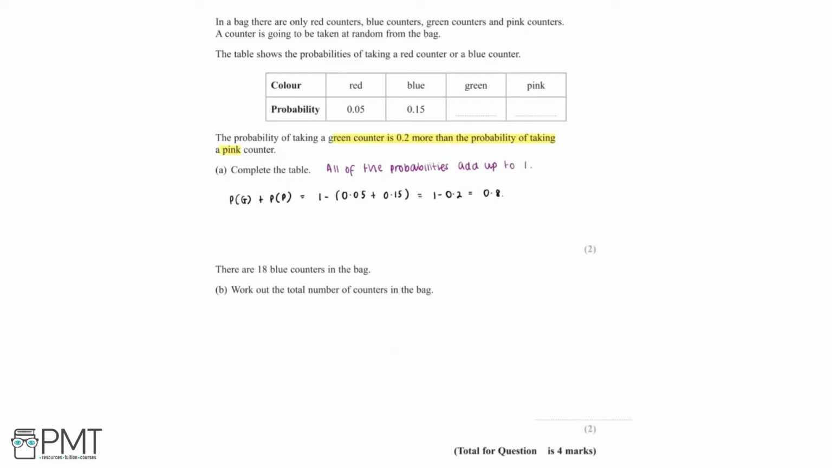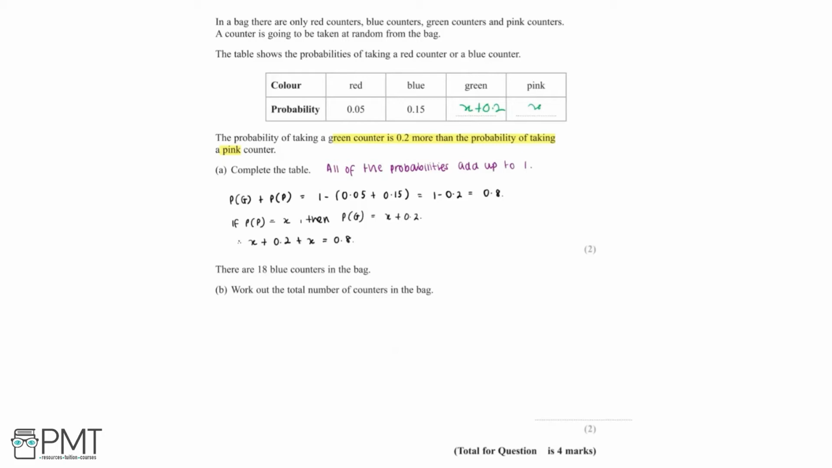We're told that the probability of taking a green counter is 0.2 more than the probability of taking a pink counter. And so we can say that the probability of taking a pink counter is equal to x, and the probability of taking a green counter is equal to x plus 0.2. Now we know that the probability of pink plus the probability of green need to add up to 0.8, and so we can say that x plus 0.2 plus x is equal to 0.8.